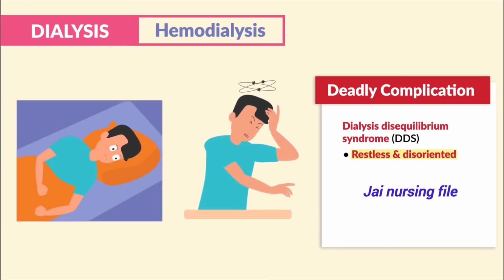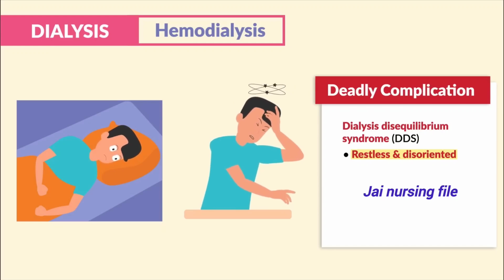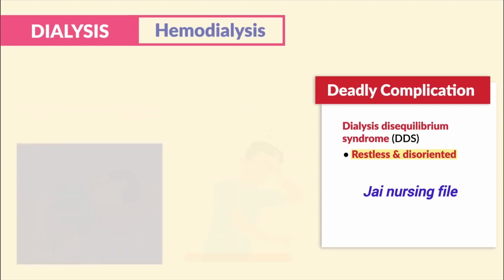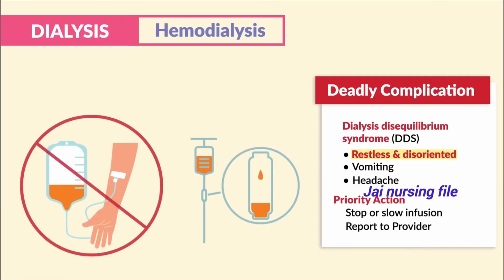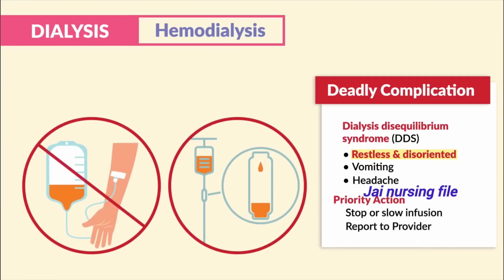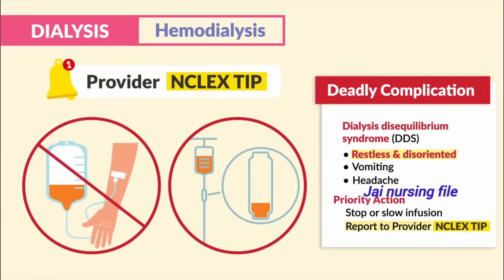So the key signs to write down, restless and disoriented were the biggest ones there. You have to know those. During dialysis or even after is a priority, as well as vomiting and headache. Now the priority action is to stop or slow the infusion, and key term here, report to the provider.